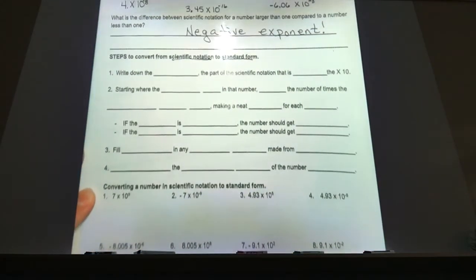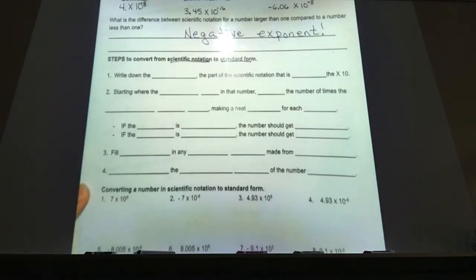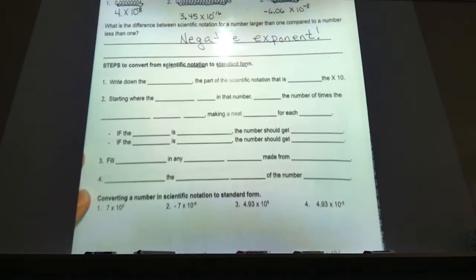All right, I know that there's a little bit of a glare in the video. I can't get rid of it because of the camera. I will try to stay out of the glare. If you have any questions, please let me know.